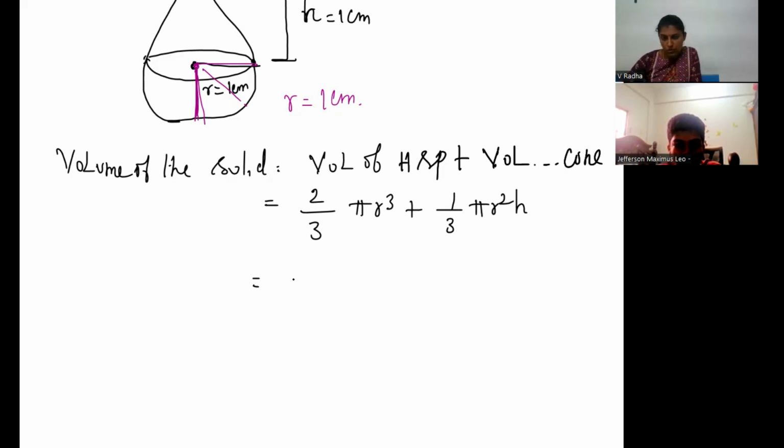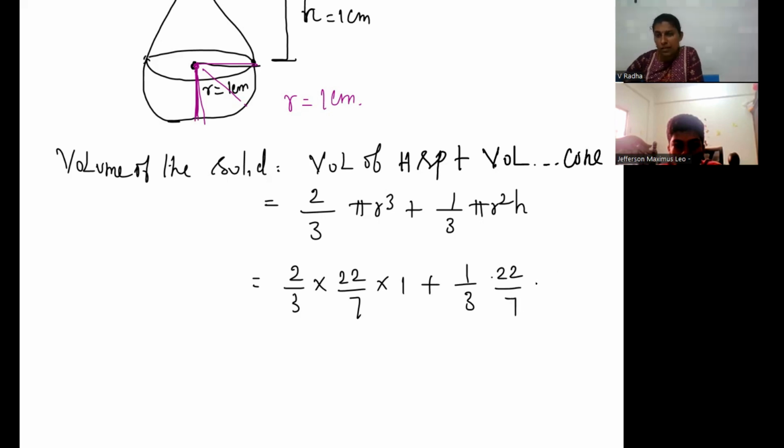Now, picking out the common term, 1 third pi, is common. Otherwise, we do the calculation separately. 2 by 3, pi is 22 by 7, r cube is 1 cube, which is 1. Plus 1 third of 22 by 7, where r and height are both the same, 1 into 1 is 1. There is no more simplification in the first term, so it is 44 by 21.